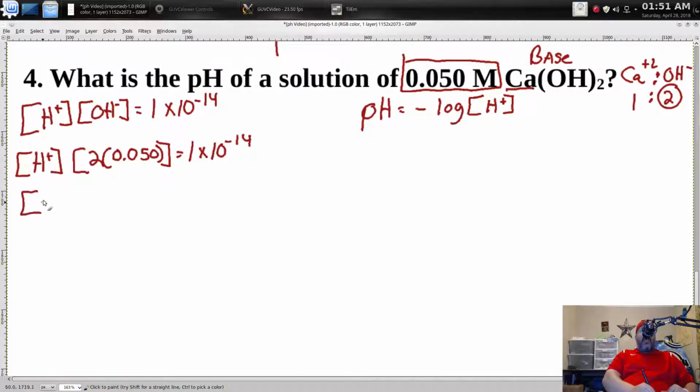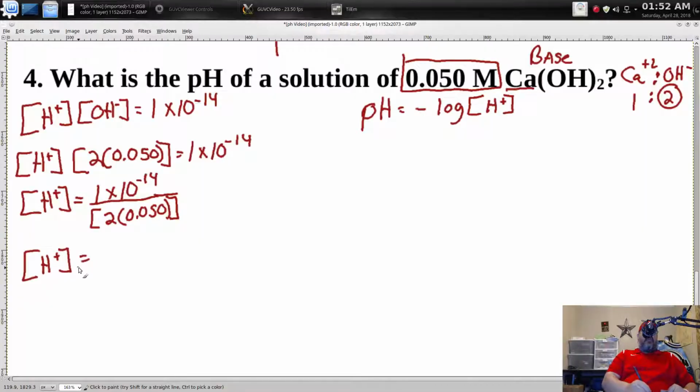We need to get the hydrogen ion concentration by itself. So we have the hydrogen ion concentration equaling 1 times 10 to the negative 14th divided by the concentration of 2 times 0.050, close parentheses, and close your bracket. Now, you definitely want to make sure you're careful down here, especially when you're punching it into the calculator. So let's go ahead and write this down. So we have H plus for our concentration equals, now we need to use the calculator.